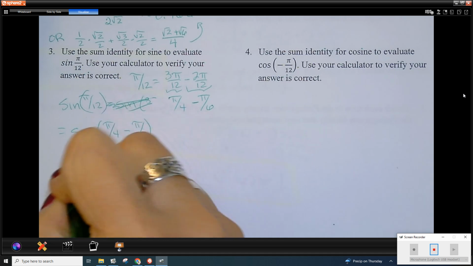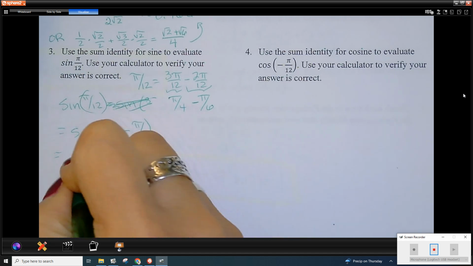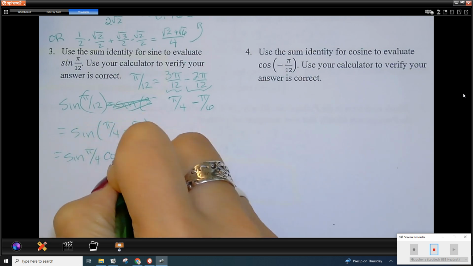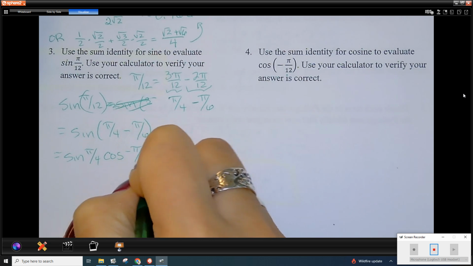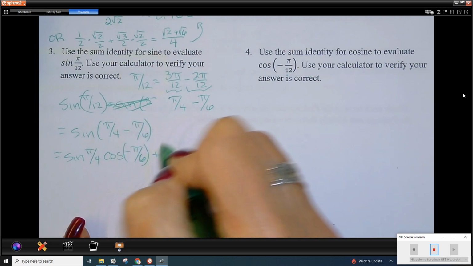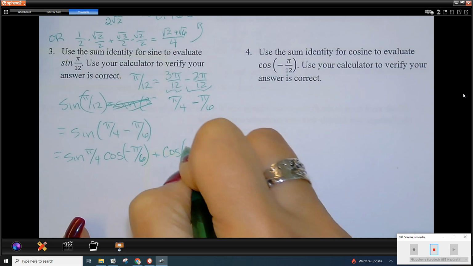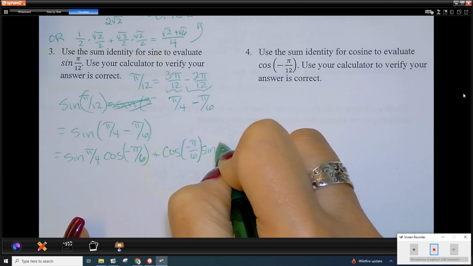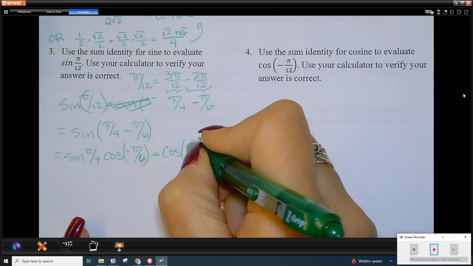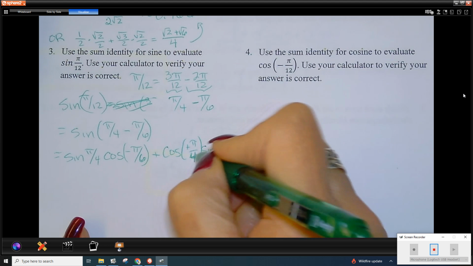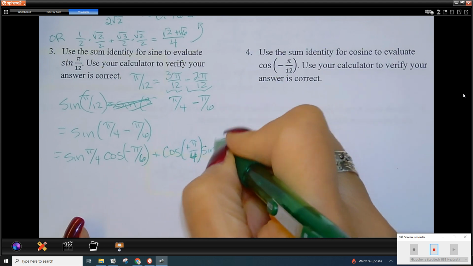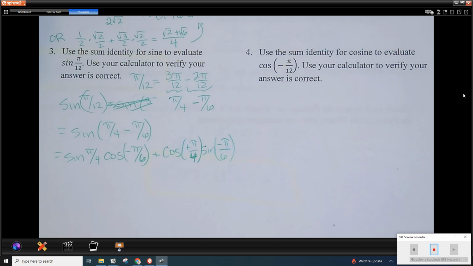So we're going to take sine first, pi over 4, times cosine of negative pi over 6, plus cosine of negative pi over 6 times sine, oh, sorry, I don't switch those. It's pi over 4. You keep alpha and then sine of beta. So it's alpha, beta, alpha, beta.